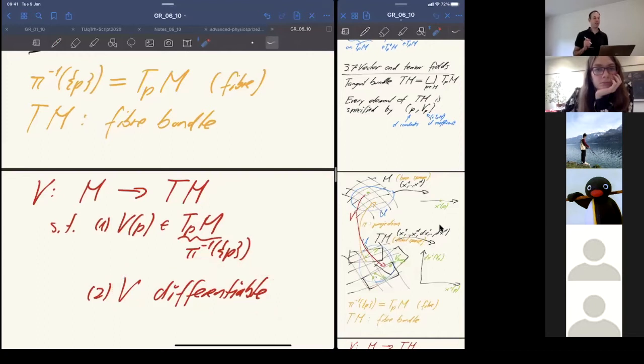And remember what differentiable means: if you start from a chart representation of a point P, go to the point, then apply V and go back to the chart representation of what you got, then you end up with a map from here to here. This map is a map from R^D to R^2D, because this is two-dimensional, and this map has to be differentiable in the usual sense of differentiability on R^D.